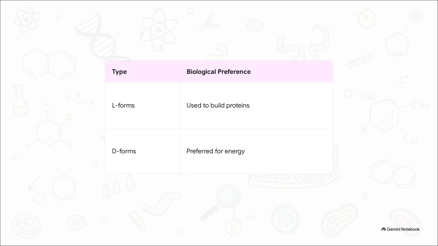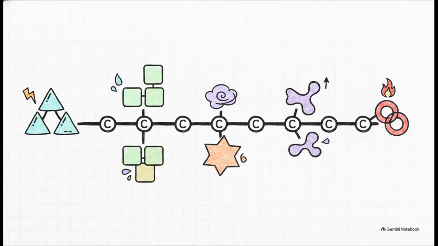Nature is actually so wildly specific about these molecular shapes that it can even distinguish between mirror images of the exact same molecule. We call these enantiomers. Just like your left and right hands, these molecules are identical, but they cannot be superimposed on top of one another. And get this, life plays favorites. Nature strictly prefers the left-handed or L form of amino acids, like L-alanine, to build our proteins. But when it comes to energy, it switches it up and strongly prefers the right-handed or D form of sugars, like D-glucose.